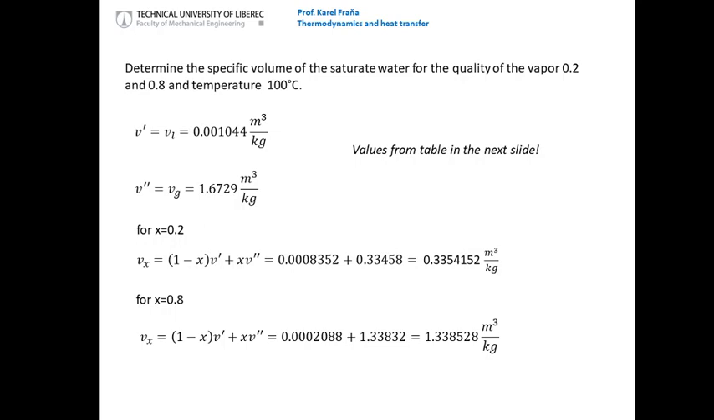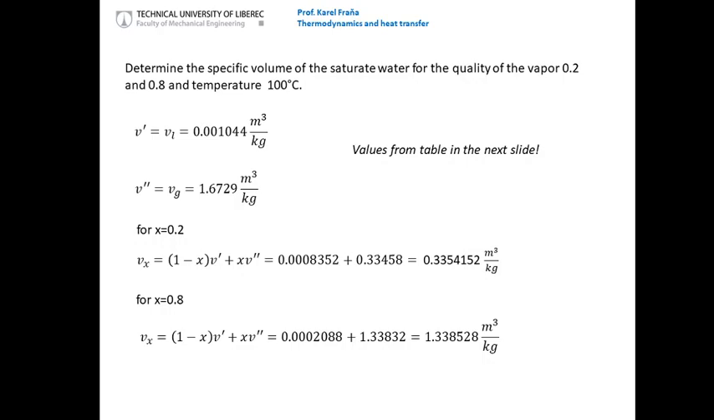Analogously, you can calculate for 0.8 and use the same values which you have already found in the table. You insert them into the equation, and now instead of 0.2 use 0.8, and you will find the specific volume is 1.338528 cubic meter per kilogram. So easily you can define the specific volume. And the same you can use for the entropy, the internal energy, the enthalpy, and so on. But never forget, not for pressure, not for temperature, because they are the same.